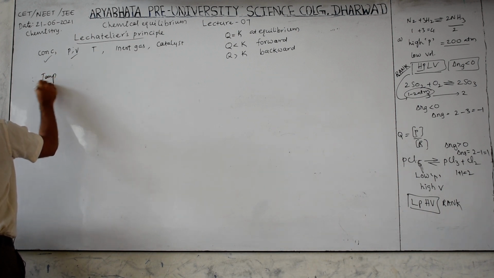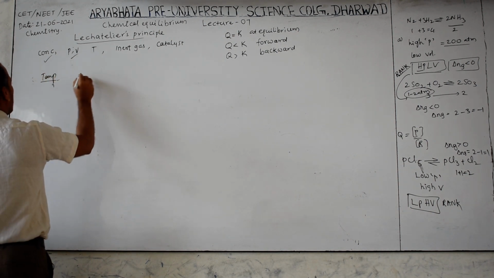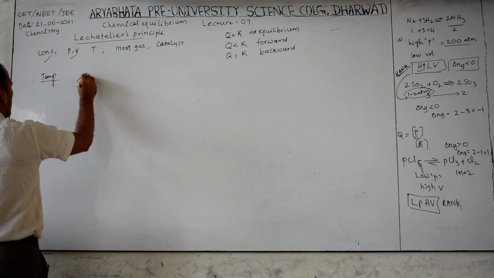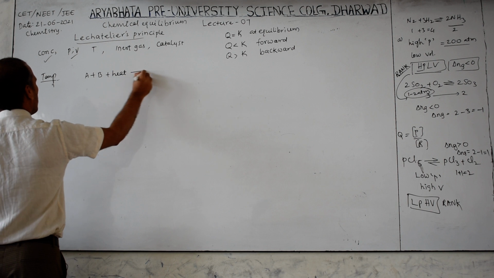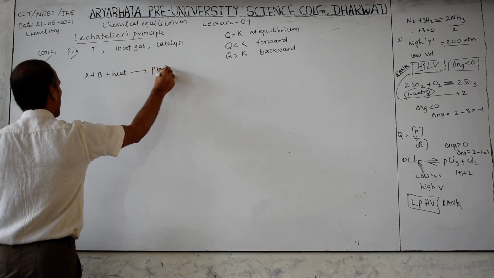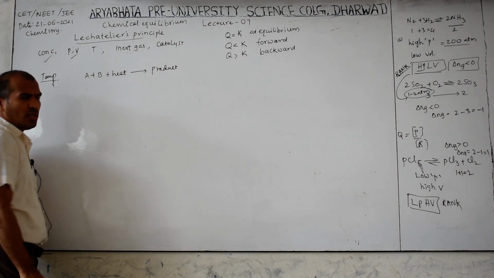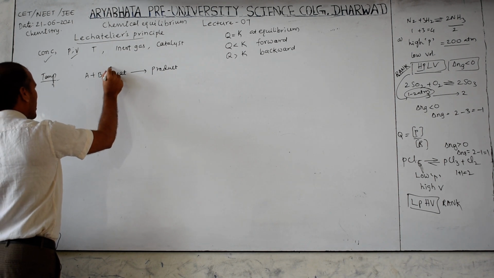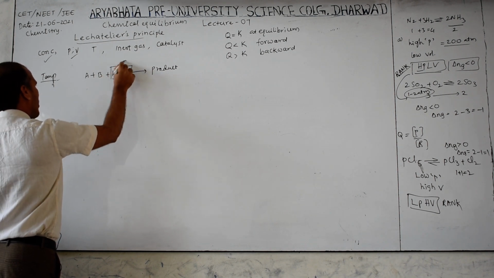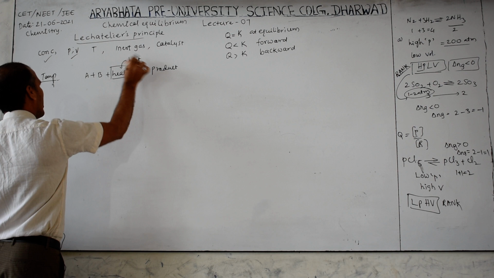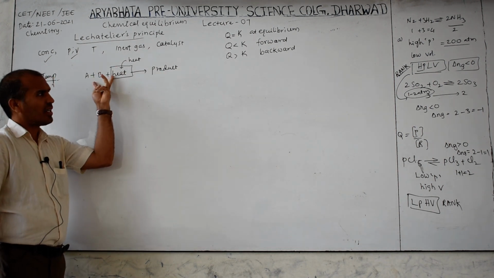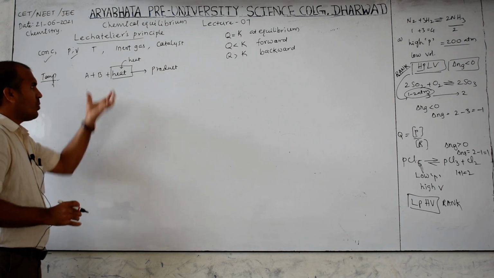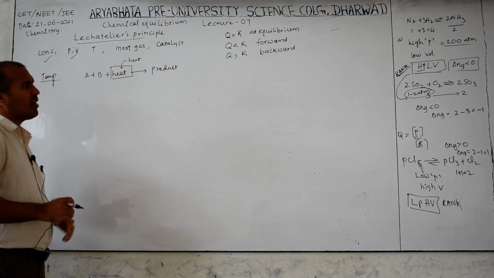Temperature effect. Consider A plus B plus heat gives rise to product. Then what happened here? I am adding heat again. Nothing but this is reactant added. Consider this is the reactant side, this is the product side. So something is added to the reactant side, meaning what is that?